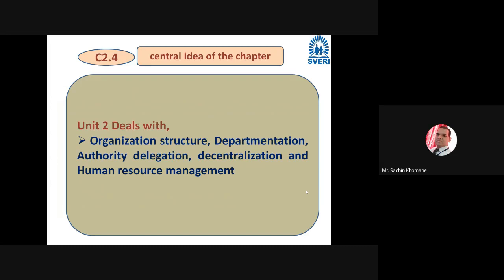Then the central idea of this particular chapter, friends, this second unit, staffing and organizing, deals with organization structure. What is the meaning of organization structure? What is the meaning of departmentation? What is the meaning of authority delegation, decentralization, and HRM, which means human resource management. So this chapter deals with these particular four to five points.